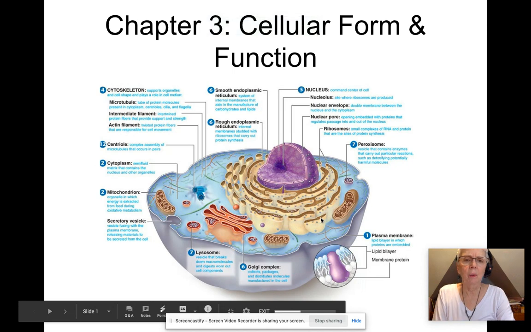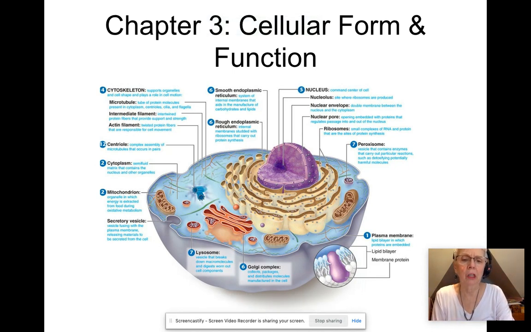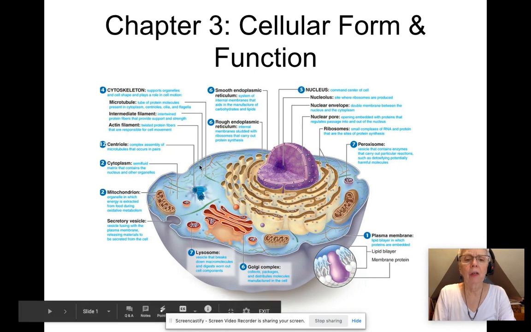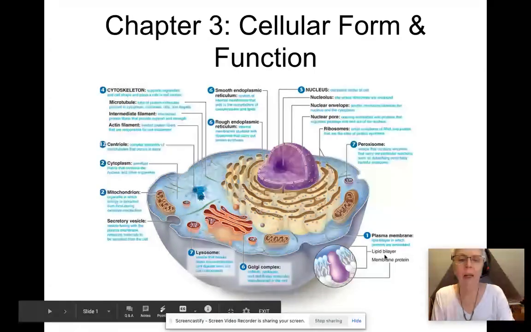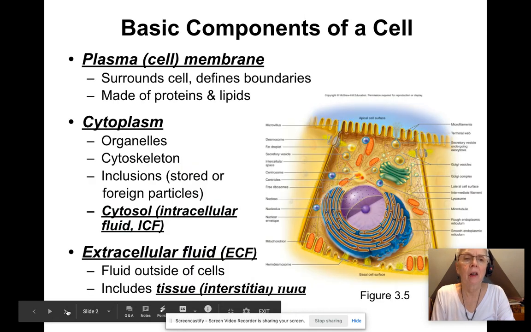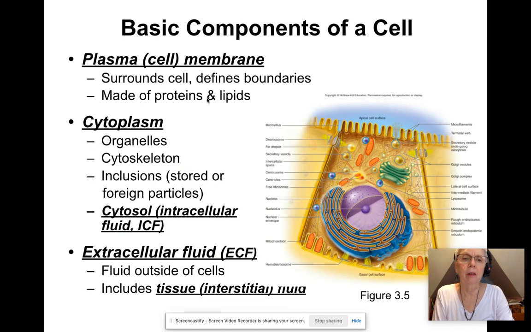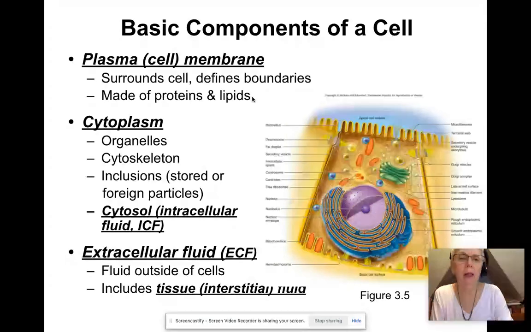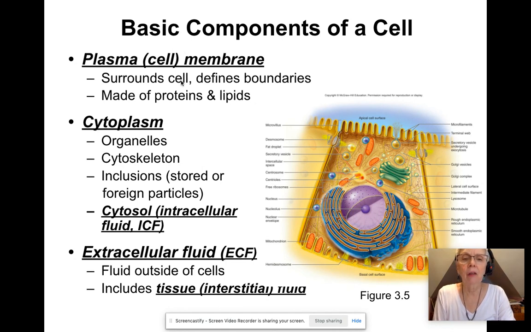Hi, welcome to Chapter 3, Cellular Form and Function. We are going to go over each one of these together and figure out what they do and where they exist in a cell. So first we want to start with the outermost part, which is the plasma cell membrane. And it surrounds the cell.